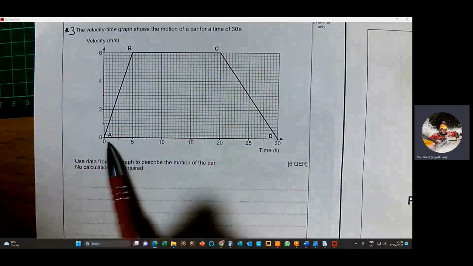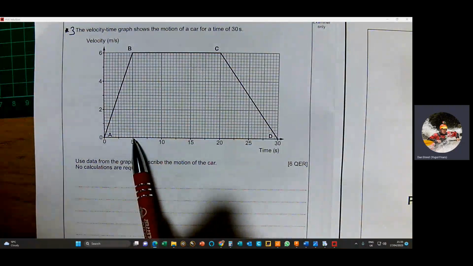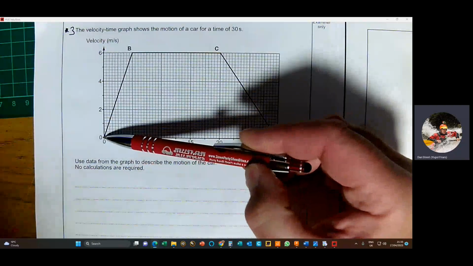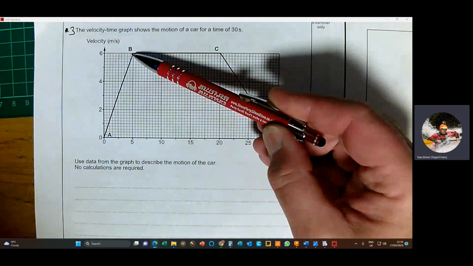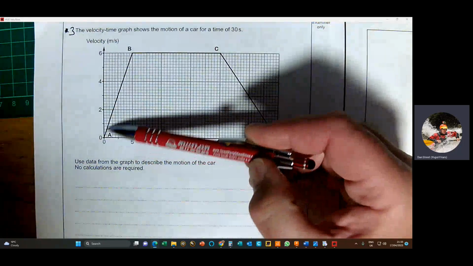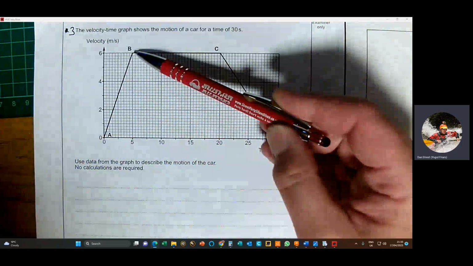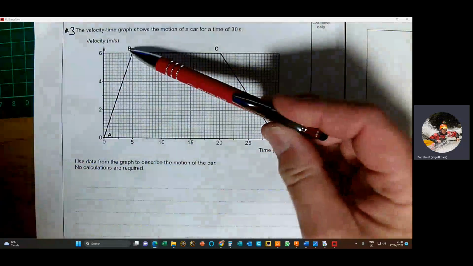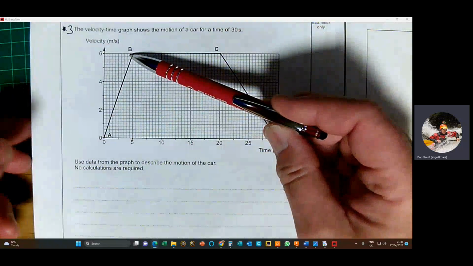Remember that velocity is similar to speed, it's meters per second. Now we can see that in the first 5 seconds of this journey, the velocity increases from 0 to 6 meters per second. And we could rephrase that by saying that the car accelerates. And because we've got these numbers on the graph, we can actually be very specific about the acceleration. We can work that out.